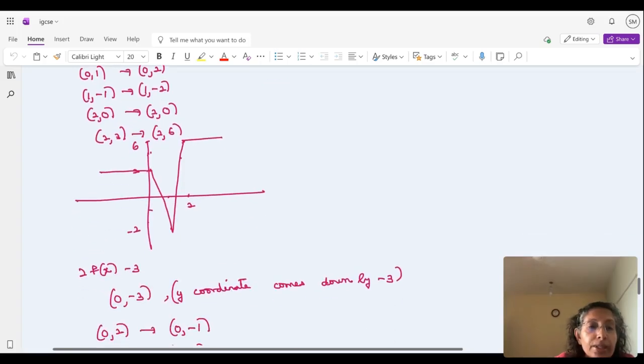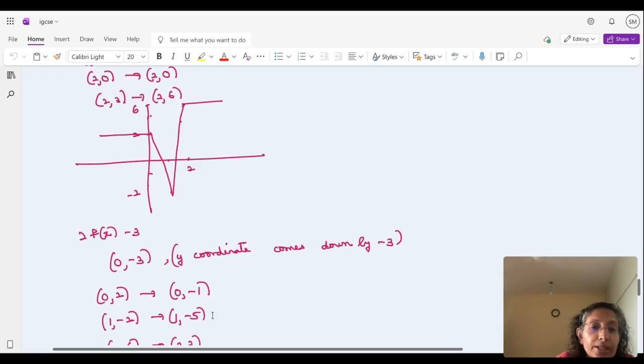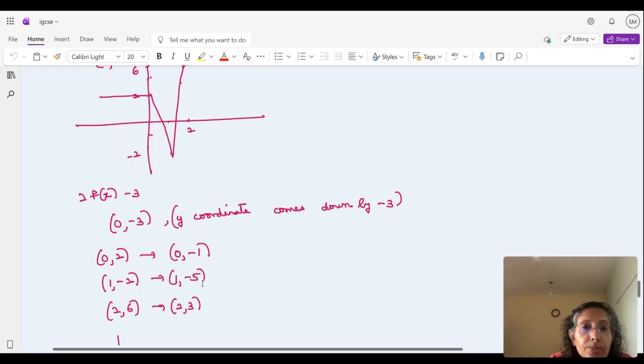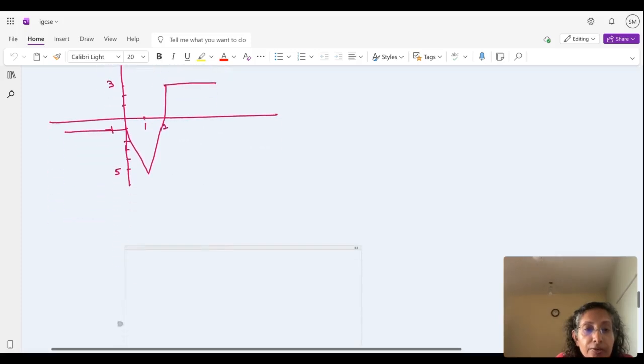Now 2f(x) minus 3. So the y coordinate comes down by 3. So (0, 2) becomes (0, -1). (1, -2) becomes (1, -5). (2, 6) becomes (2, 3). And with these, we plot the graph. So this is the resultant graph.